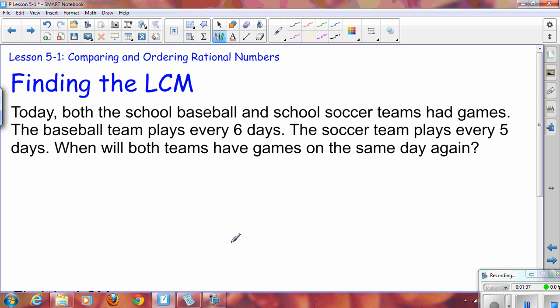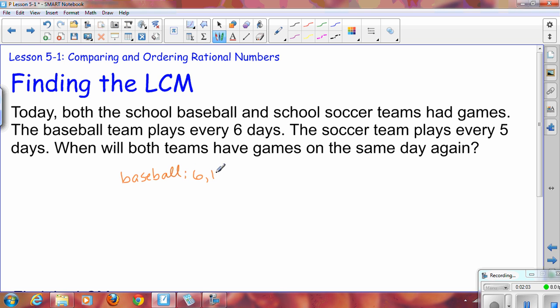To find the least common multiple, we can do what we just did. We can list out the multiples of numbers. Today, both the school baseball and the school soccer teams had games. The baseball team plays every 6 days, and the soccer team plays every 5 days. So baseball is every 6 days. So the next time they're going to play is in 6 days.